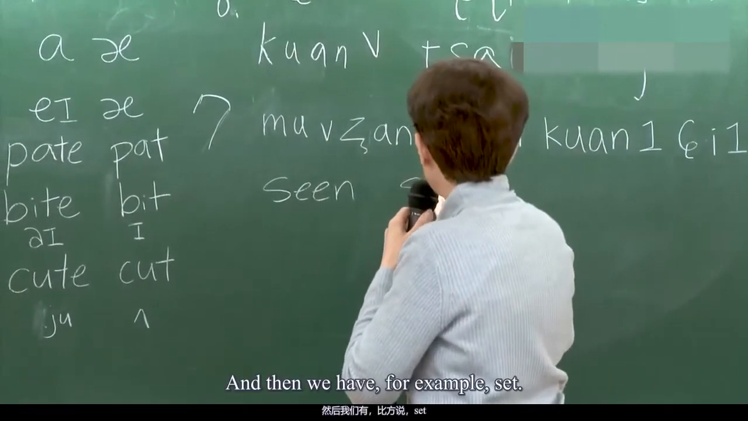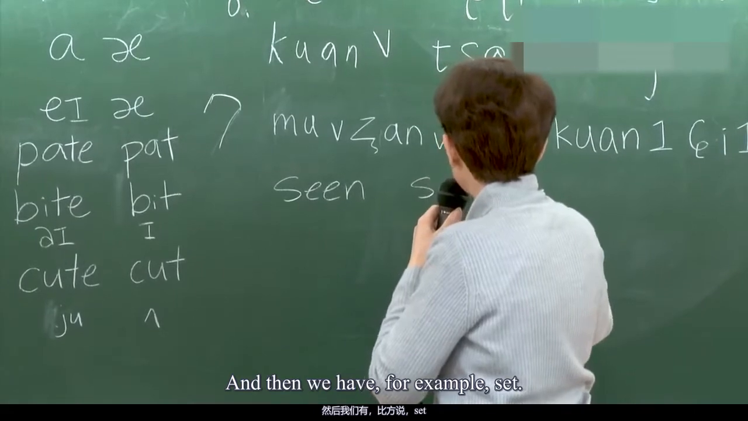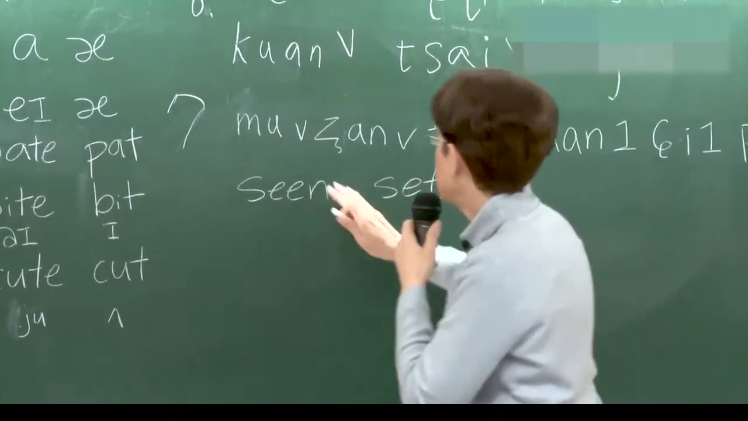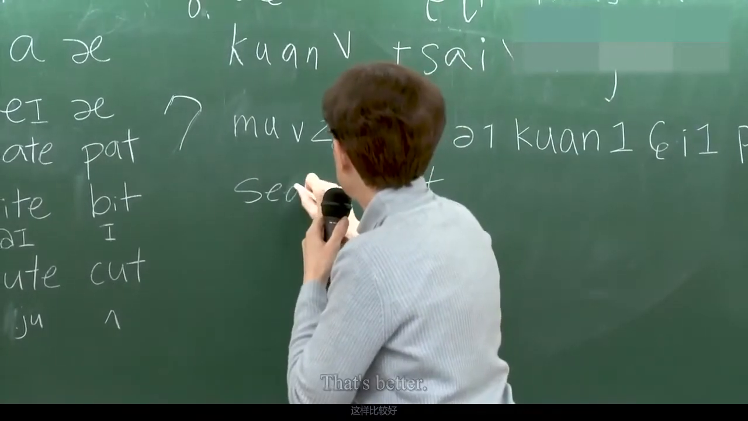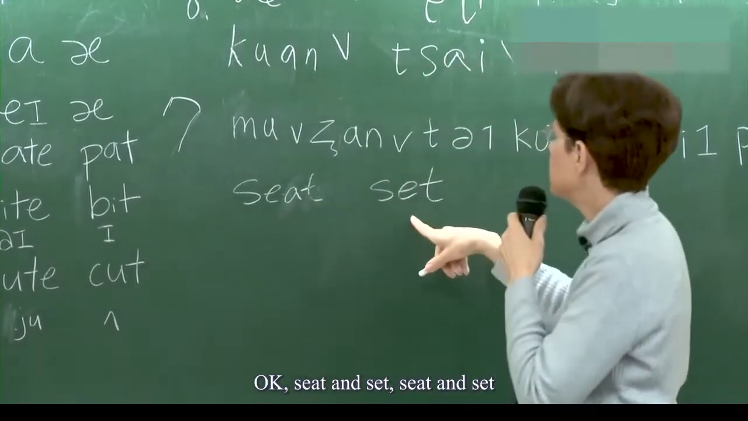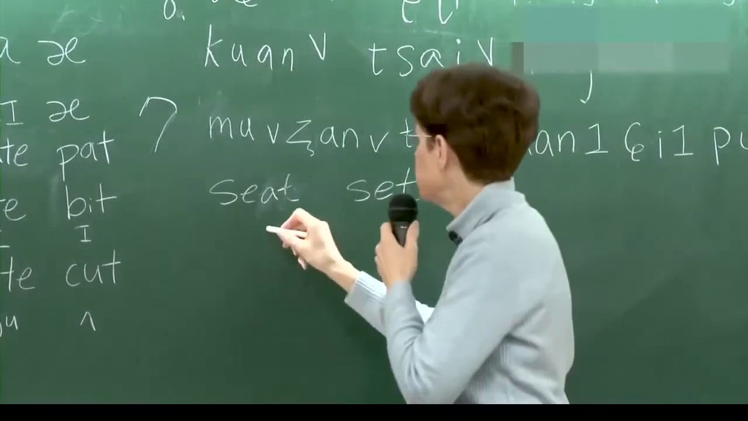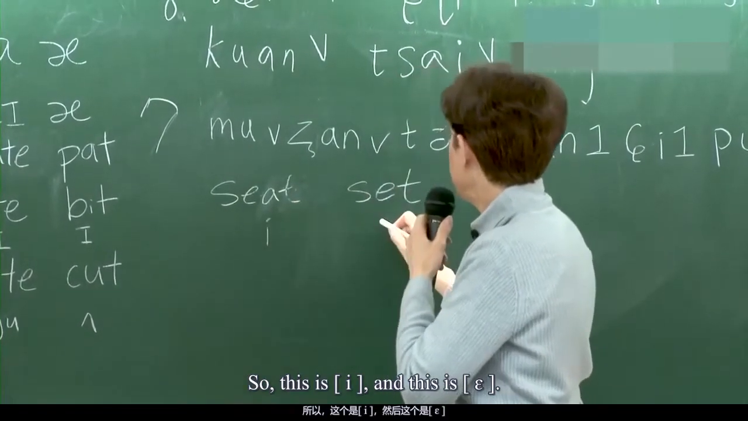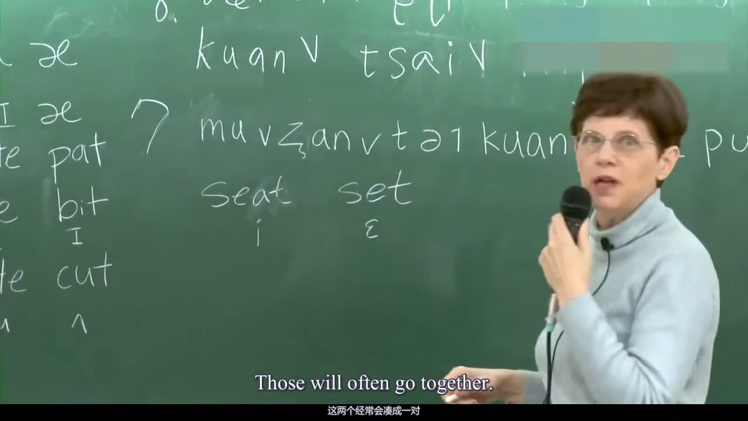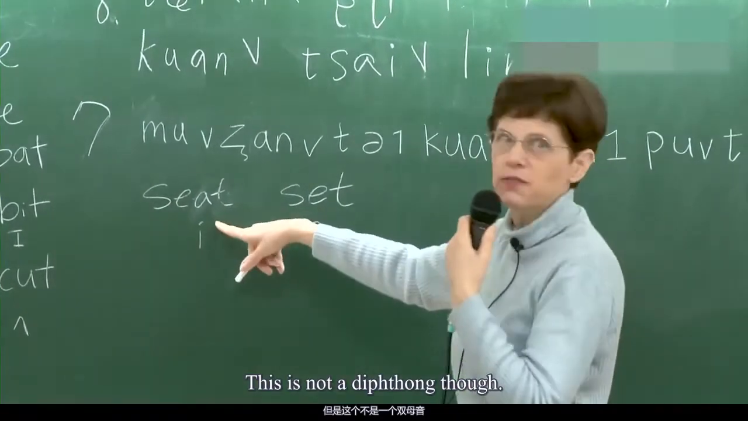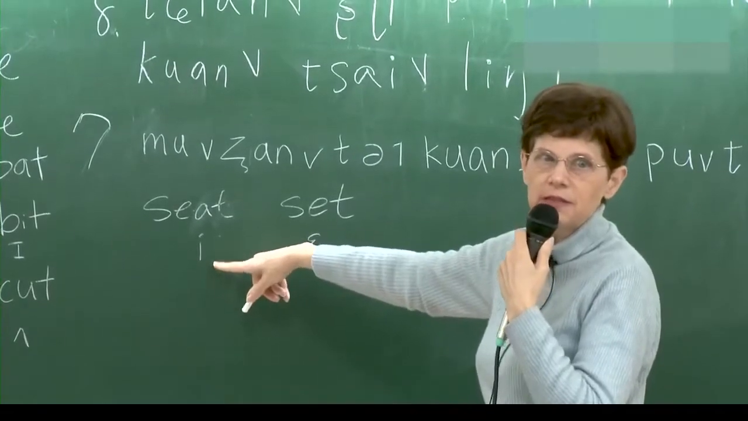And then we have, for example, set. Okay, we can do that. Sorry. That's better. Okay, seat and set. Seat and set. So this is E, and this is E. Those will often go together. This is not a diphthong, though. That's the only one that's not a diphthong.